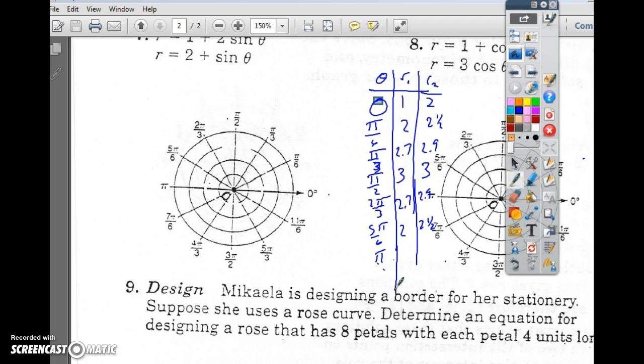So sine of pi is 0, so that gets me back to 1 and 2. So that part's symmetric. Well, I'm running out of space. Let's just keep going right over the top. 7 pi over 6 would be negative 1/2. So negative 1/2 gives me negative 1, which gives me 0. Negative 1/2 gives me 1.5.